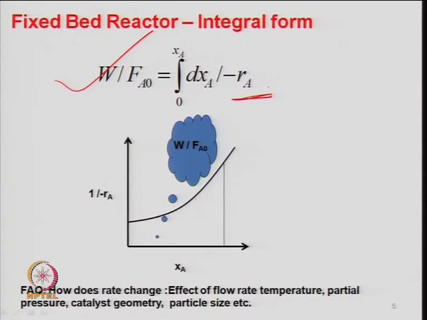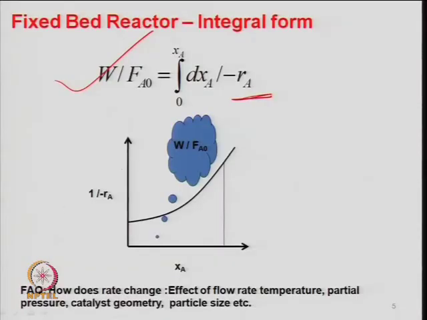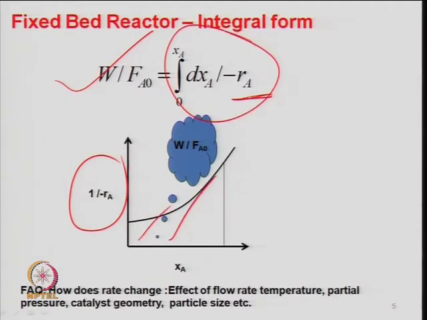So, if you plot data for the integral approach, just what you have done, you have assumed a differential reactor and for different flow rates, different W by F_A0, you calculate the exit conversion, and from that you calculate the rate, and then you can have a graph of 1 upon minus r_A versus conversion X_A, right. So, this will increase something like this. What is W by F_A0? W by F_A0, it is mentioned here, is the area under this curve, right.